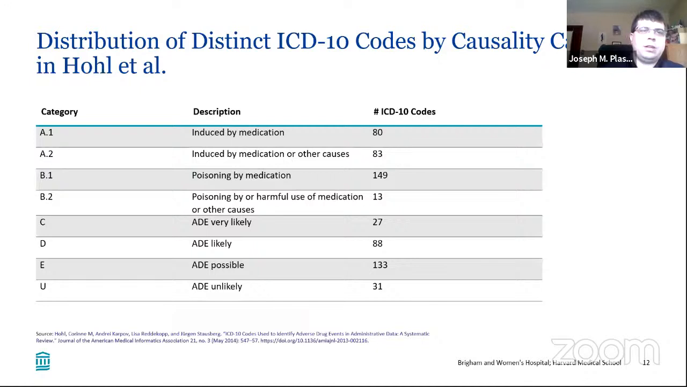Hull et al. classified the identified ICD-10 billing codes into causality categories, ranging from codes that contain the phrase induced by medication or poisoning by medication to adverse drug events that are fairly likely, all the way to adverse drug events that are unlikely. This subset represents a very small portion of ICD-10, which has about 68,000 codes total. There are about 830 codes encoded here in Hull et al. So that's just a very small portion of all of the potential billing codes.